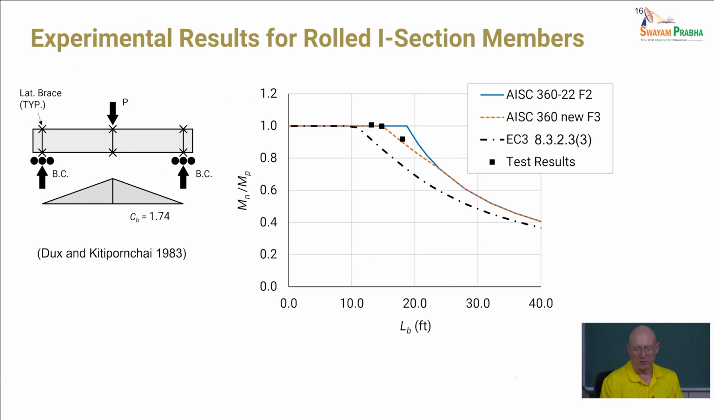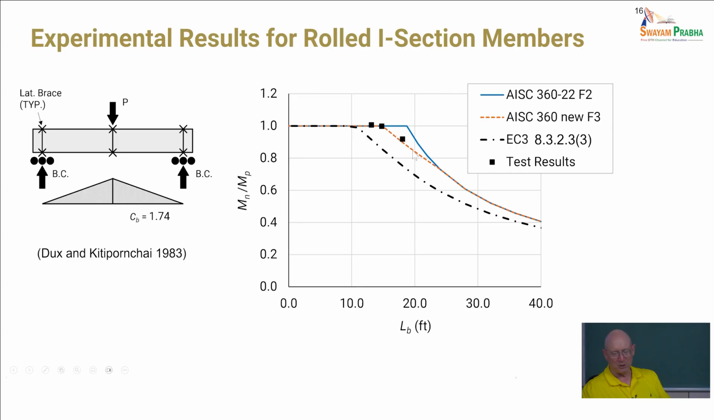And there's some additional data than this, but this is an experimental test from Du and Kittapornchai in Australia, where they were pushing the limits here with a 3-point bending test. So C sub B is 1.74 by the AISC equations here. And you can see that you can make an argument where, well, is the current spec bad here? Or it doesn't look like it's missing it by much. Is this just showing one data point here that's low?